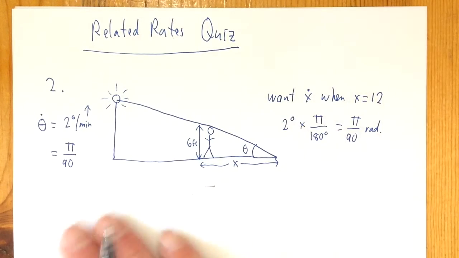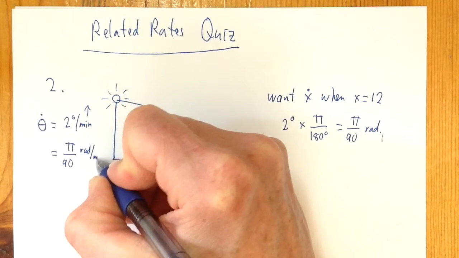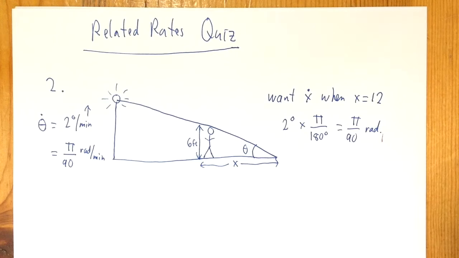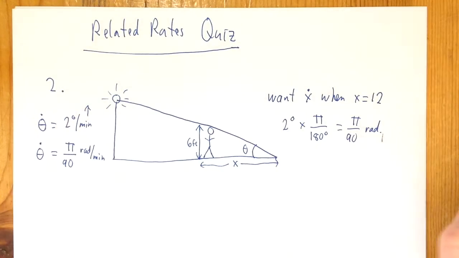We don't usually need to write radians, so it's just pi over 90, but I'll write radians per minute. We'll just know that we're doing everything in minutes, and since we're in radians, we know we're good, because math works naturally with radians. Okay, so that's our theta dot.